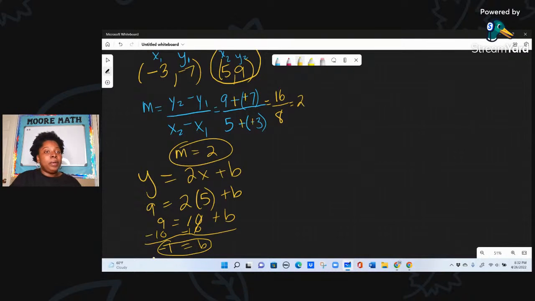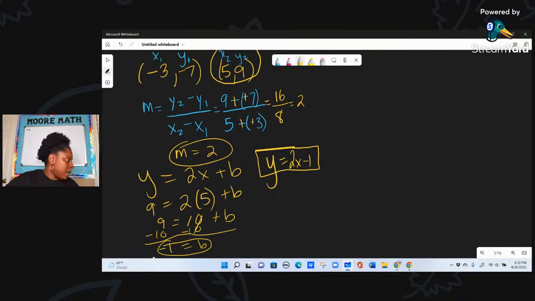Okay, so we have m, we have b. Now we're going to put it all together. So your final equation is y equals 2x minus 1. Can y'all see that? Yep. Okay. So y equals 2x minus 1. I hope that helped you, little creative Lou.